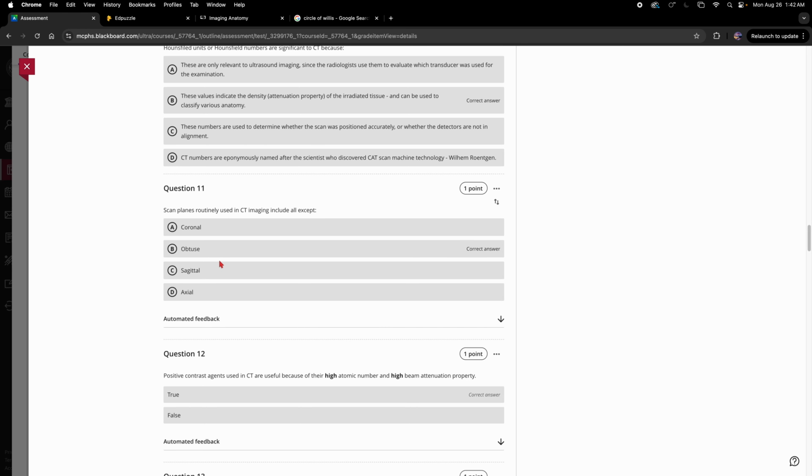So which is the one that's not used? Oblique is not typically or routinely used in CT. Sometimes a doctor might need to see an oblique image, depending on if they're trying to place a needle, but it's not a routine plane that we use.